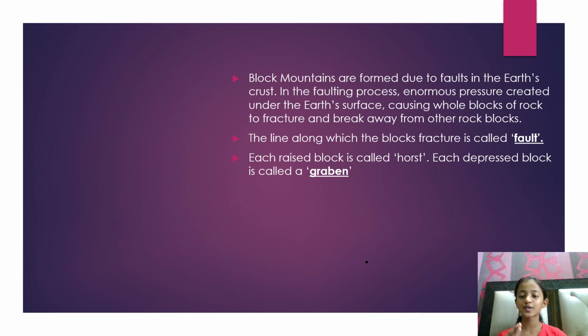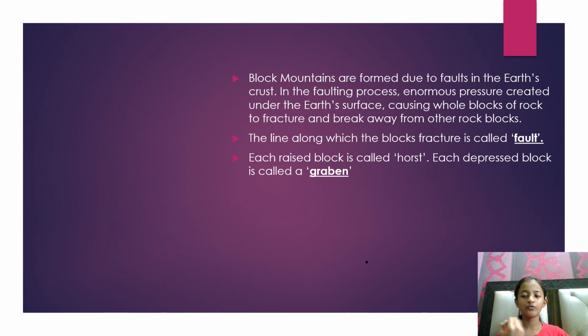The line along which the blocks fracture is called fault. You can note this down too. Fault means the line where the block mountains are formed, where the blocks fracture. Each raised block is called horst.